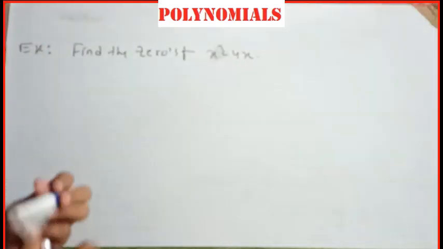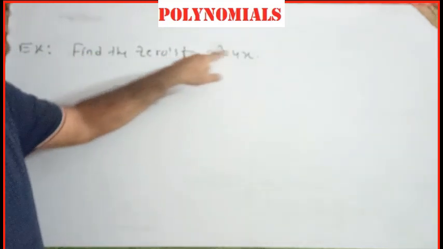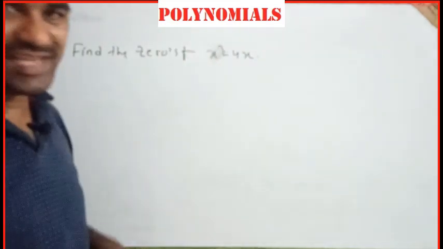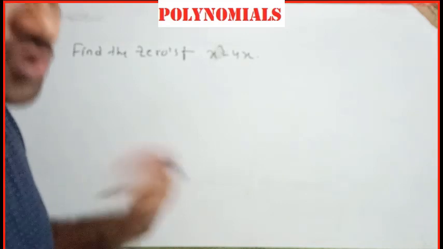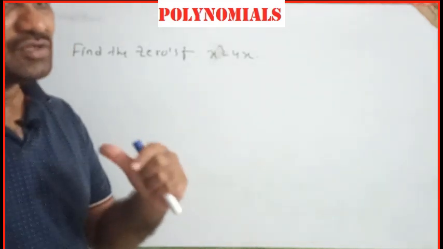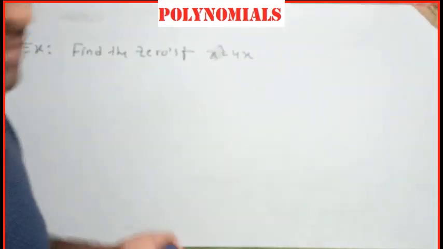Okay children, here I have an example problem. Find the zeros of x cube minus 4x. It is a third degree polynomial in x. It should have 3 zeros. Among those 3, you don't know how many are real or complex. You just want to find zeros. Zeros in the sense here, I want to find real zeros.